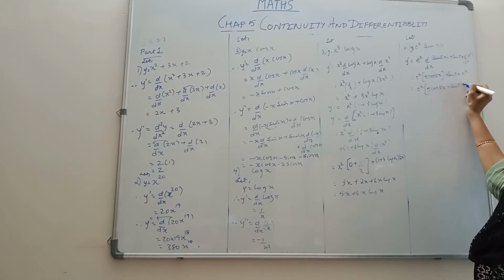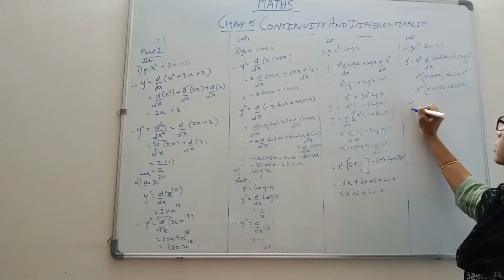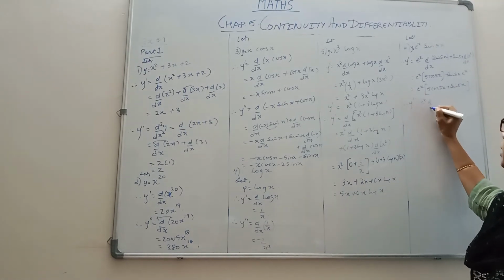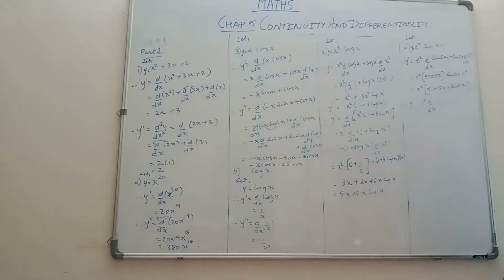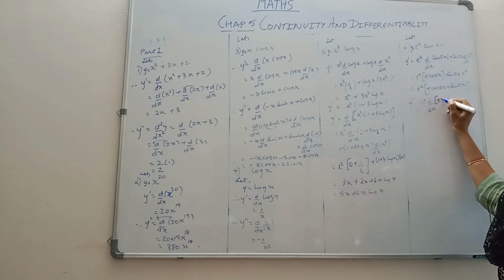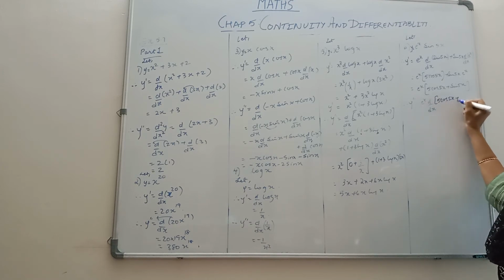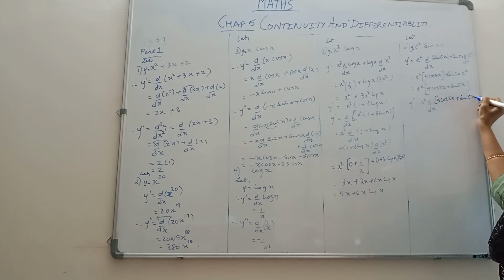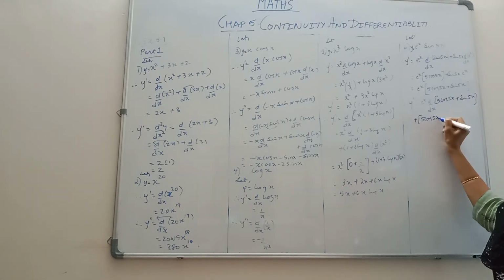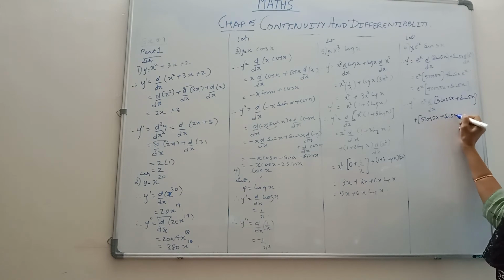Again, this is not all. You have to take the second derivative, which also goes as a product. So d by dx of e raised to x times 5 cos 5x plus sin 5x, and 5 cos 5x plus sin 5x times derivative of e raised to x.